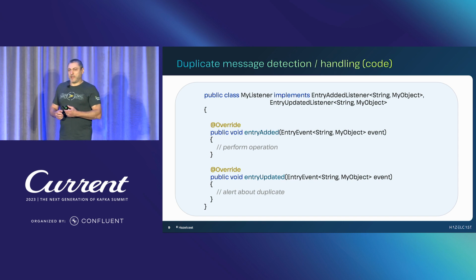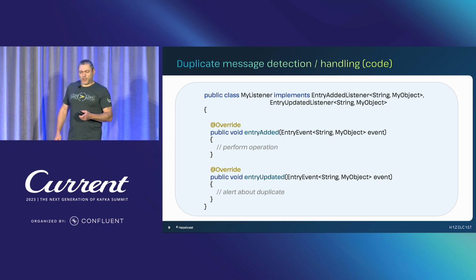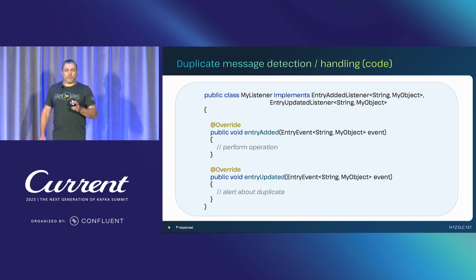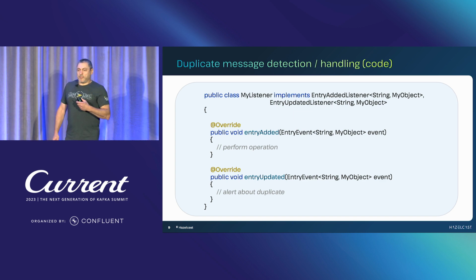We implement a couple of interfaces, entry added and entry updated listener. Sorry, not the entry processor, the listener. Entry added is your happy path scenario. That's when you process a new message. But when a message received writes into the map with a key that's already in the map, an entry updated event is fired, and that's where you can do different kinds of processing, alert the system, or simply reject the message if you don't want to process it again. With this approach, duplicate detection becomes a very simple exercise with a simple listener piece of code that is in front of you.